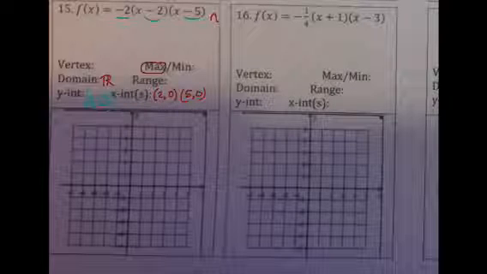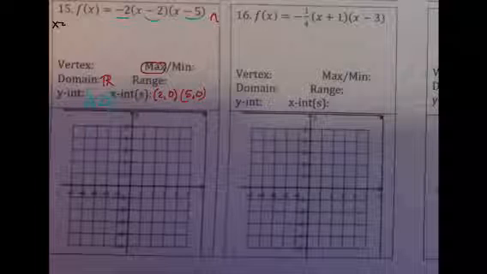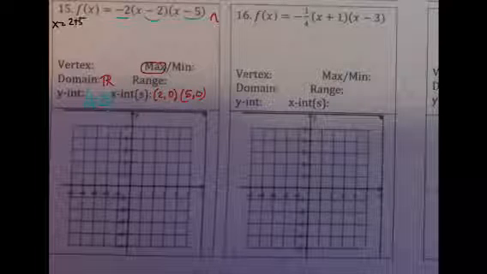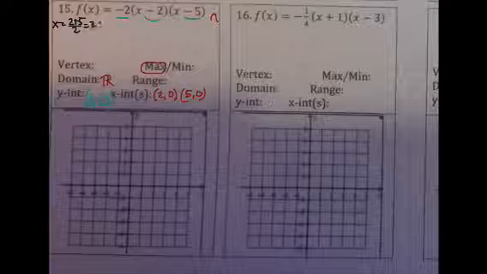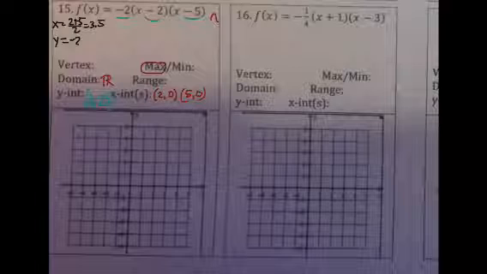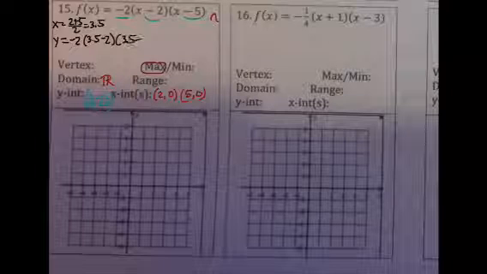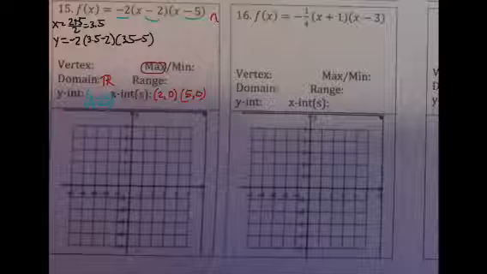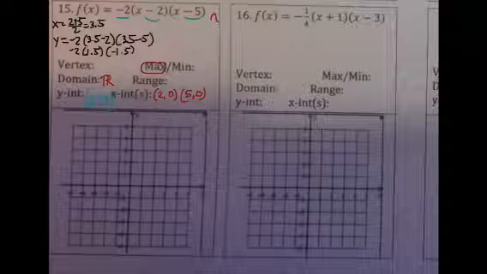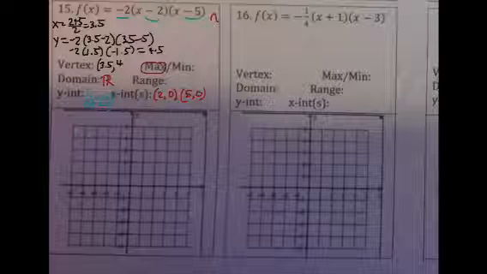The vertex, we take the midpoint of 2 and 5. So that's going to be 7 divided by 2, so that's 3.5. For the y, replace the x with 3.5, so that's going to give you negative 2 times 3.5 minus 2 times 3.5 minus 5. So that's 1.5 and negative 1.5. So negative 2 times 1.5 times negative 1.5 gives you positive 4.5 when you multiply all three together. So the vertex is 3.5, 4.5.